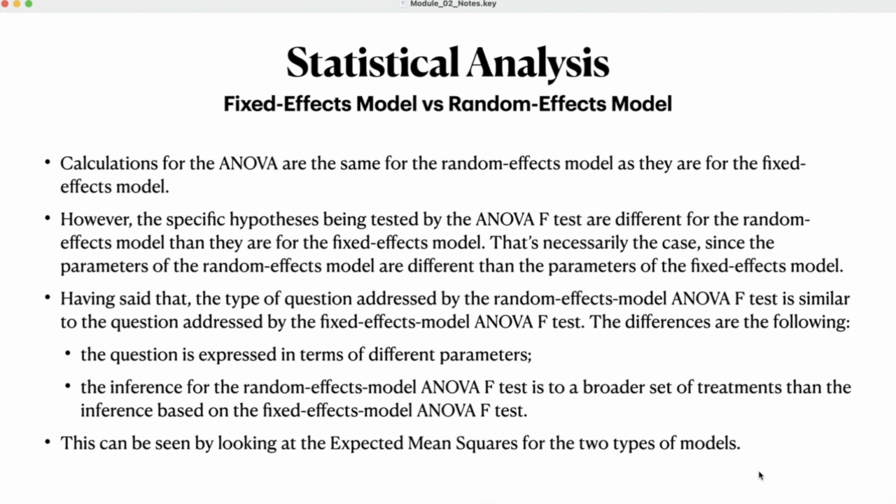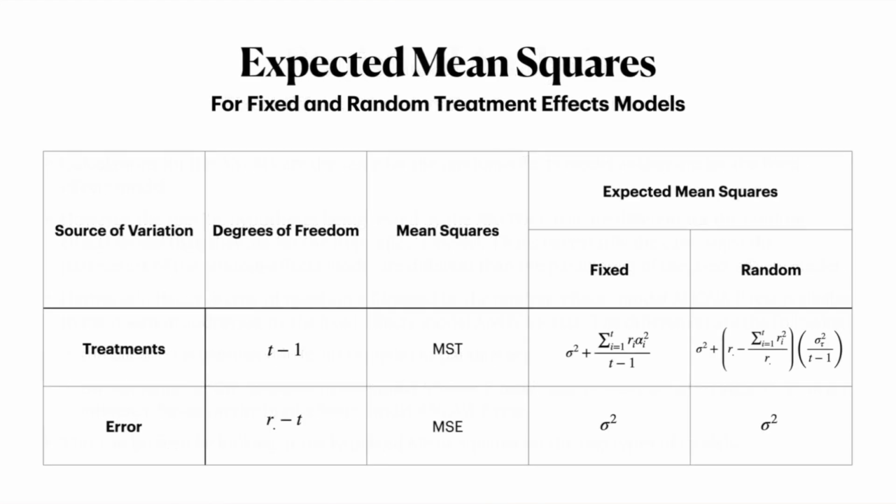Now, this can be seen by looking at the expected mean squares for the two types of models. And what are we talking about? The fact that the hypotheses are different in terms of what they represent from the standpoint of parameters. But again, let me just reiterate that they're answering the same type of question. And so we'll see that when we look at examples.